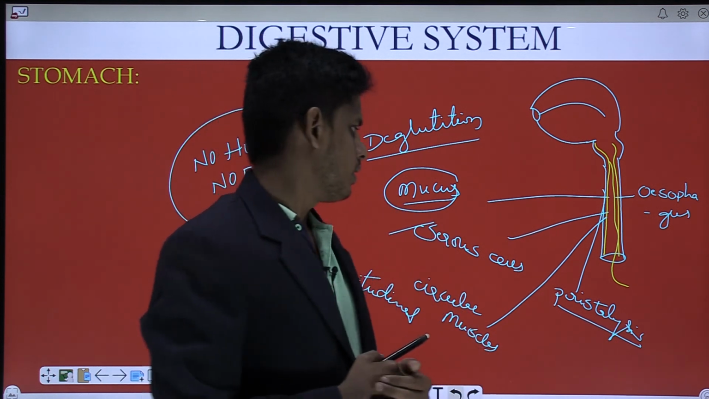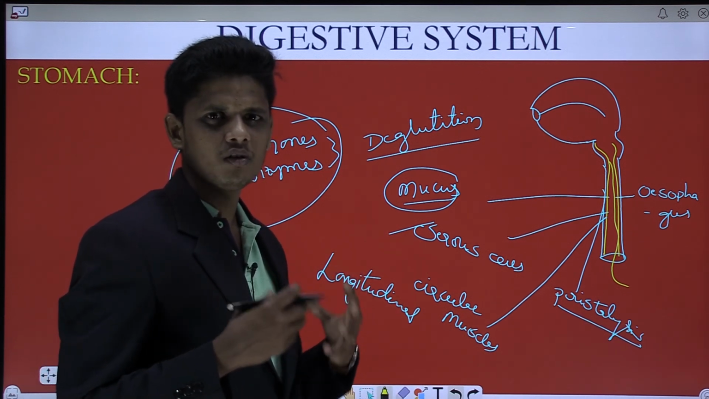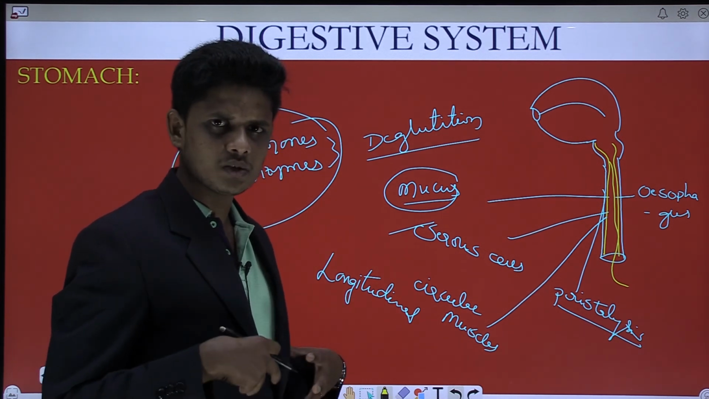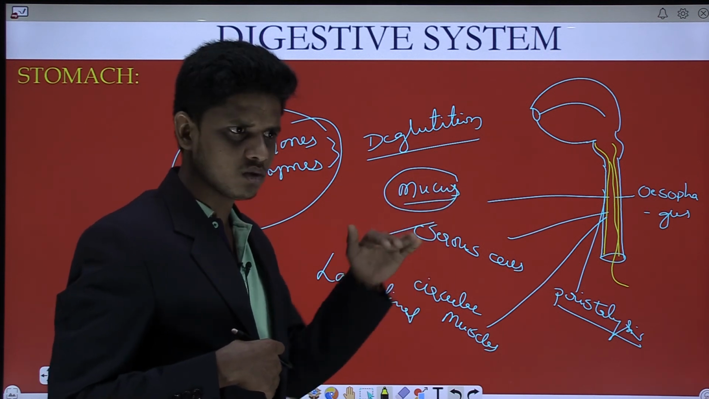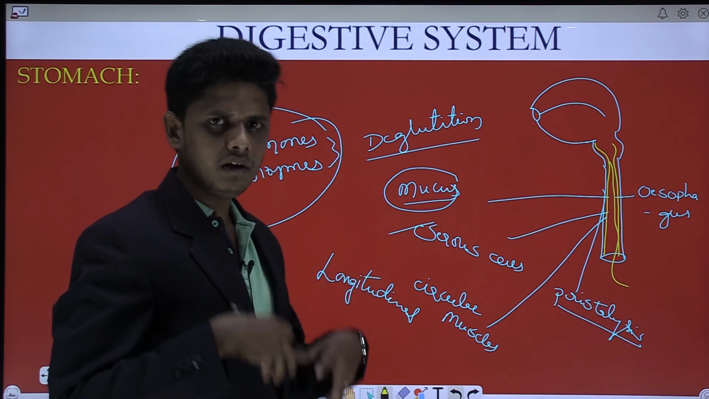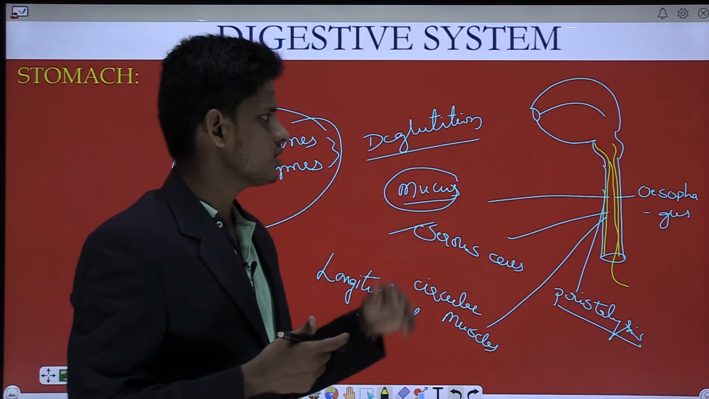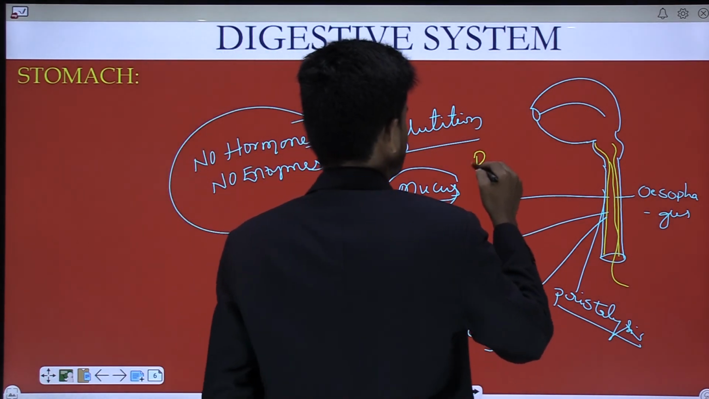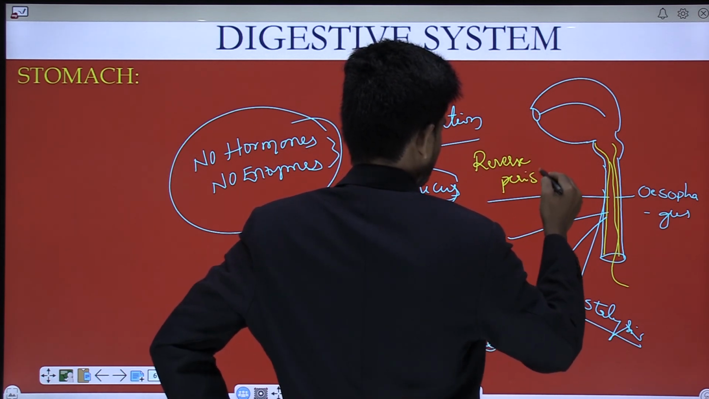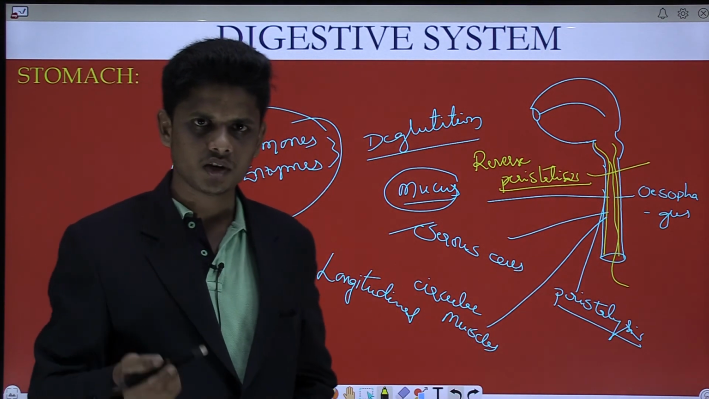And come to the next one. When the food gets polluted and spoiled, we would observe vomiting. Where vomiting takes place, the esophagus also shows reverse peristaltic movements. Reverse peristaltic movement means the food passes from the stomach to the esophagus and comes out through a movement called reverse peristalsis. What's that? Reverse peristalsis, and it itself indicates a reverse nature.